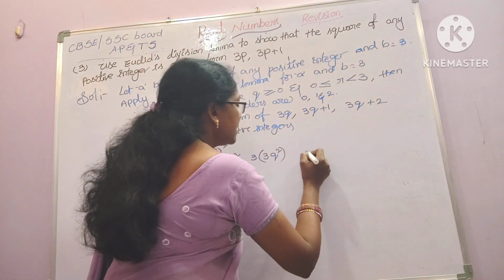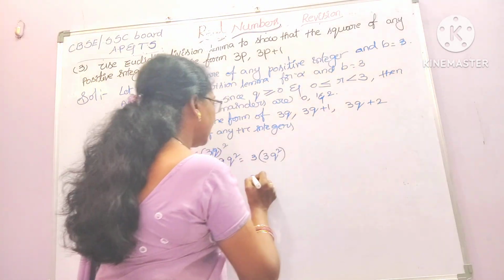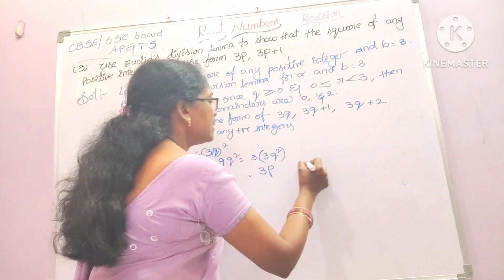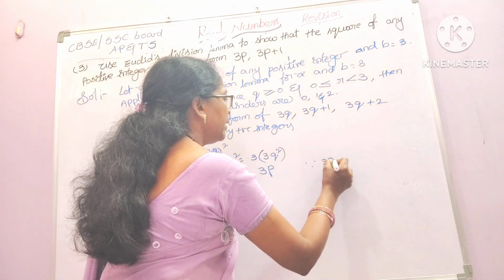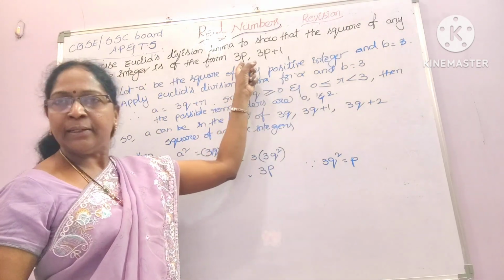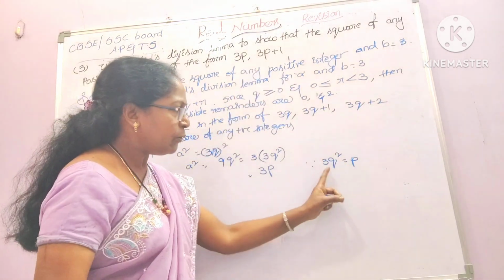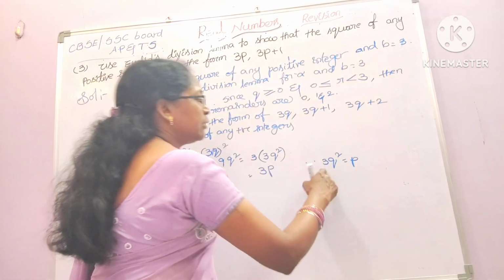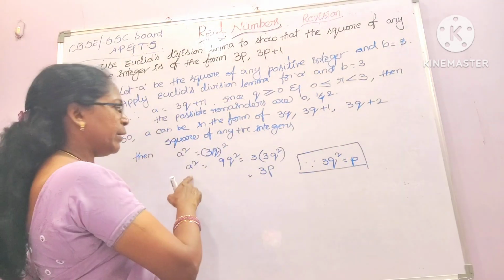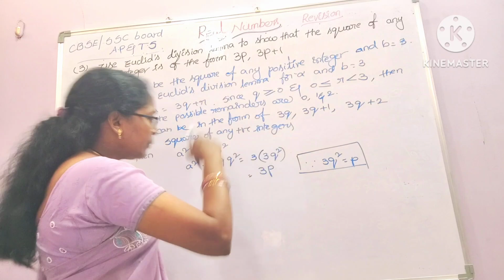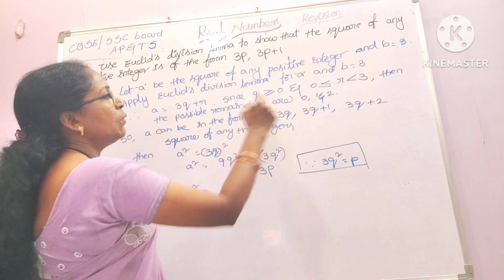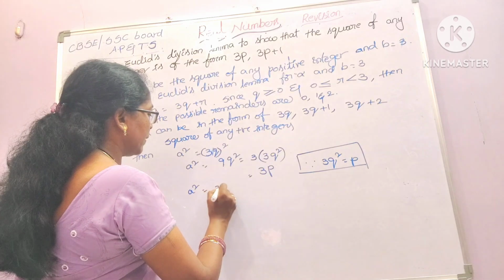Now here, this value can be written as 3p. Why? Because I am assuming 3q square equal to p. Here the condition is you have to show it in terms of p only, where the p value we assumed as 3q square. That 3q square value equal to p. So you can write directly that A square equal to 3p. And the second condition: the second one is A square equal to, here what you got? 3q plus 1.